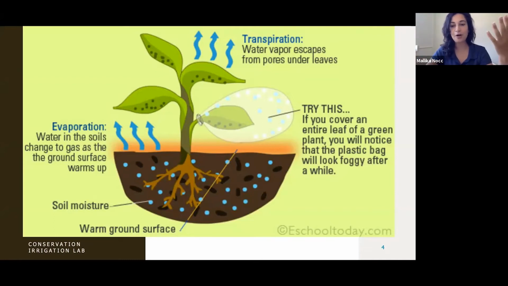So we call crop water use evapotranspiration. We also think about it as ET. So I'm going to probably use ET for the rest of this talk. I'm also going to monitor my time because I am a chatty person.